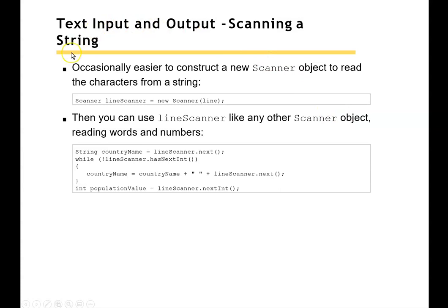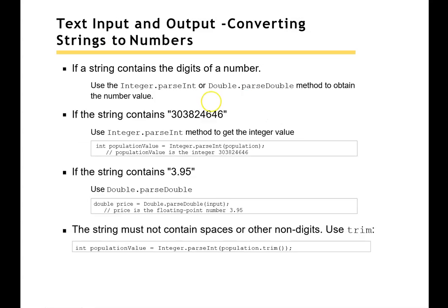Text input and output, scanning a string. Occasionally it's easier to construct a new Scanner object to read the characters from a string. Then you can use the line Scanner like any other Scanner object. So we create this, and we basically say, go through and get the next one. And it can read from a string itself. Notice here, we're not reading from a file in this case. We're reading from another string. Handy. If a string contains the digits of a number, use Integer.parseInt or Double.parseDouble to obtain the numeric value. If the string contains this number, parseInt will give you the value.